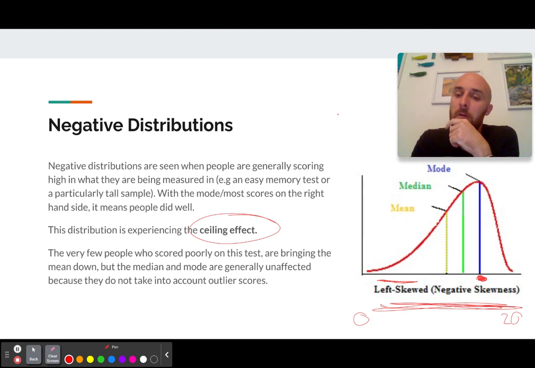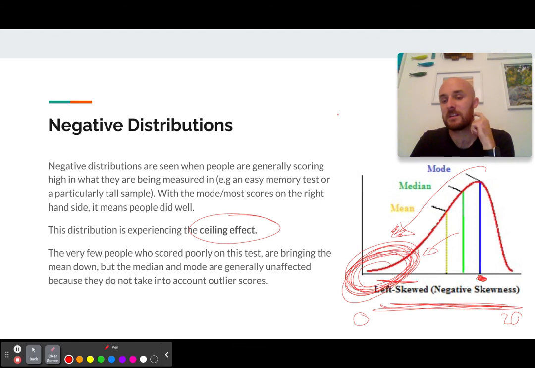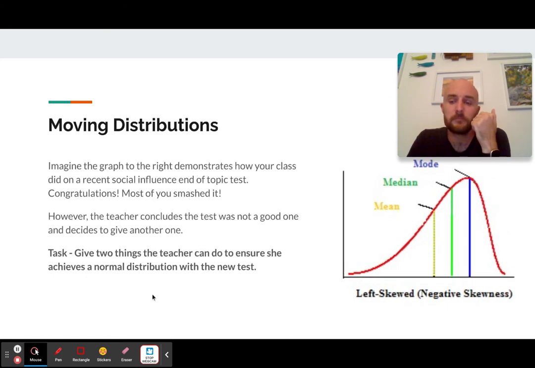Likewise, mean, median, mode are in the same order, but down the opposite direction, because again, these people that didn't revise, these naughty little people, are dragging the mean further and further down. And that's negative distributions. It really is that simple.